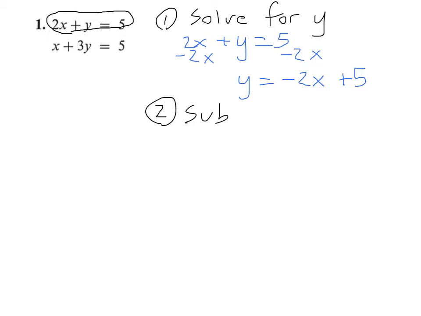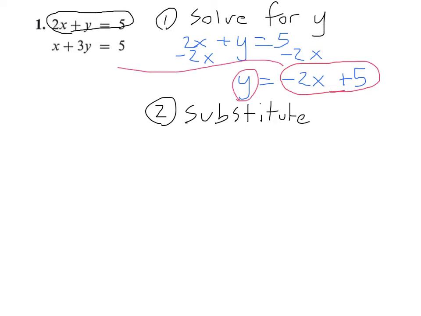Substitute. So in other words, and this is really where the method gets its name, I'm going to substitute in this negative 2x plus 5 because it's equal to y. So I'm going to substitute it in for y in the other equation. If you put it back into the first equation, you don't get any new information. Okay, so we use the first equation to get y, and now we plug it into the second.